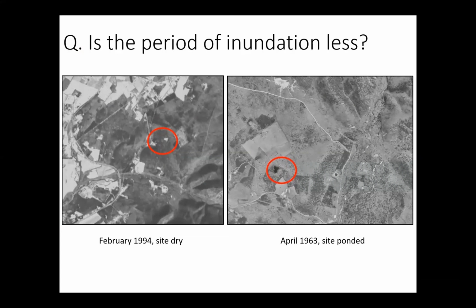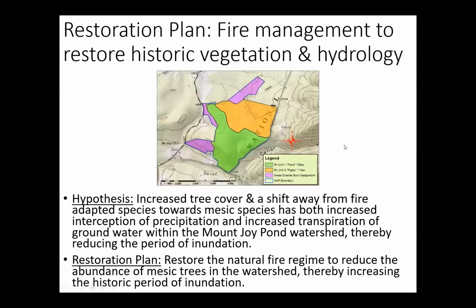More specifically, the Shenandoah Valley in the last century, like many other places, has experienced a century of fire suppression and a resultant shift away from open oak woodlands towards more closed canopy conditions dominated by mesic species such as red maple and white pine.